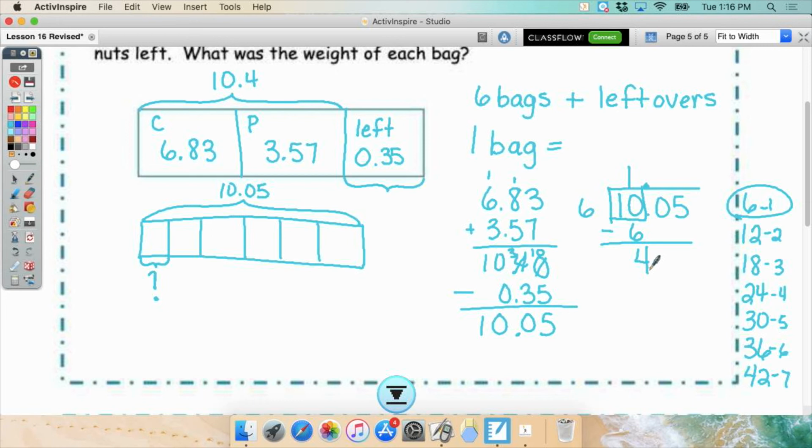Okay, can I bring down my 0? Yes. What number is closest to 40 without going over? 36. Where do I write the 6? Above the 0. And where do I write the 36? On bottom. Below the 40. 40 minus 36 is what? 4. Okay. Can I bring down my 5?